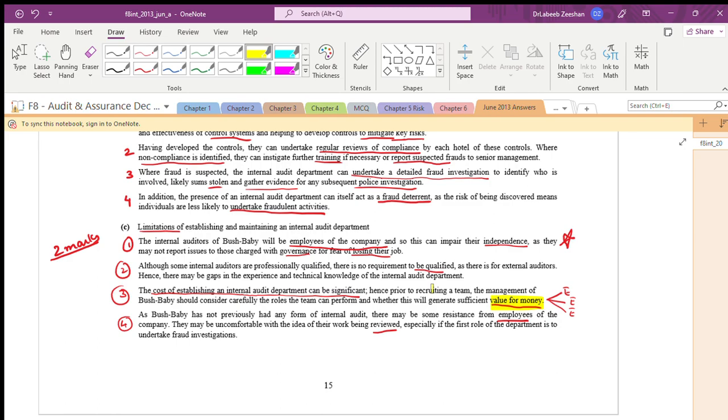As there is no previous internal audit department, there will be some resistance from the employees of the company, because they have fear in the mind. You can write in simple English: they can fear that their work will be reviewed, and definitely if there is any fraud, they will do the investigations.